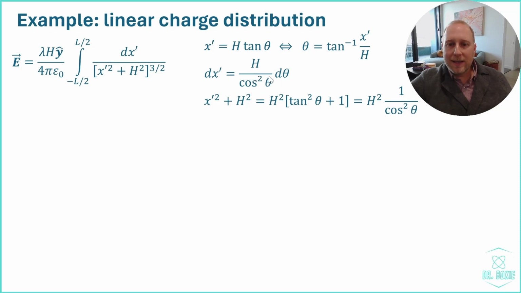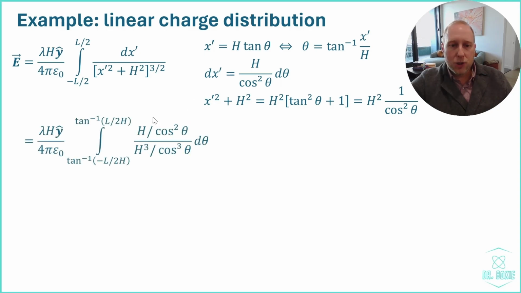So because theta is the inverse tangent of x prime over h, when x prime is negative L over 2, theta will be the inverse tangent of negative L over 2h, and the upper boundary of the integral will be the inverse tangent of positive L over 2h. So we get this expression here.